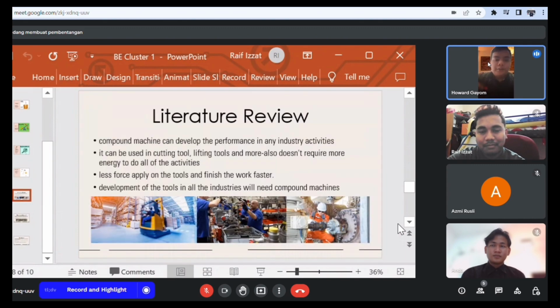For the literature review, compound machines can develop the performance of industry activities, for example cutting an object or lifting an object. This will be useful in construction sites, in the baking industry like baking a cake, and other than that. Less force will be applied on the tools and the work will be finished faster. The development of tools in industry will need compound machines and complex machines that will help them do any activities in all of the industries.